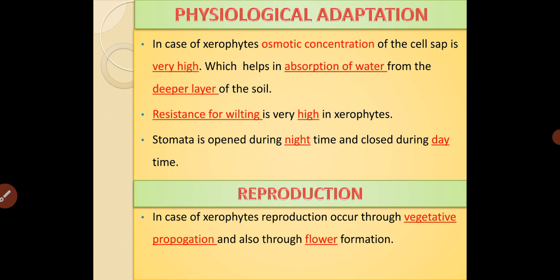Reproduction: in case of the xerophytes, reproduction occurs through vegetative propagation and also through flower formation.